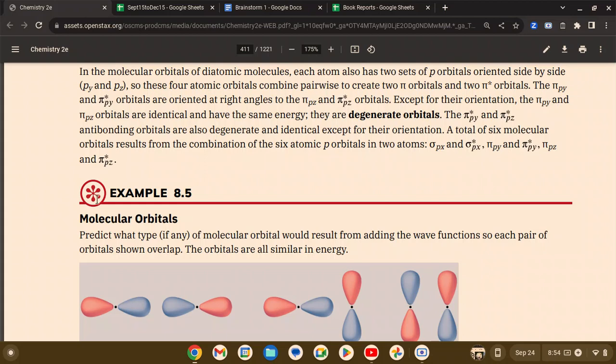From the combination of the 6 atomic p orbitals in 2 atoms. And it's those ones.